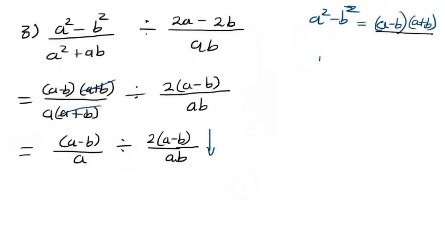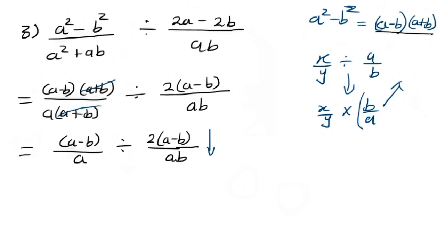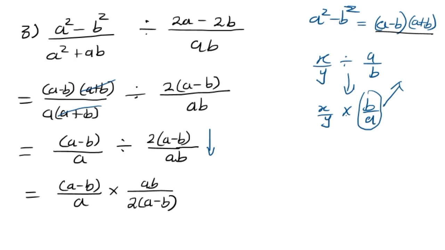So the concept of reciprocation: we have x over y divided by a over b. If we want to reciprocate this, we are going to have x over y times b over a. So we always have to reciprocate the value at the right hand side. And we also notice that the operation sign changes from division to what? Multiplication. Alright, so this is going to give us (a minus b) all over a times ab all over 2 into bracket (a minus b), right?